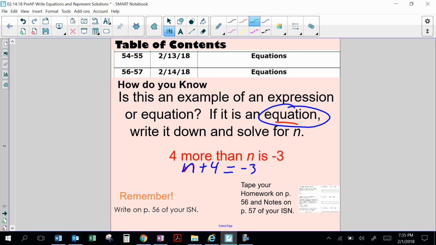In a one-step equation, we need to isolate the variable. How can I get rid of this 4 here? What is the inverse of plus 4? Minus 4. I have to do it on both sides because by doing it on both sides, it balances it out. This cancels, n equals, and what is negative 3 minus 4? Negative 7. To check my work, negative 7 plus 4 is equal to negative 3. So this is an equation because I'm able to solve it. It's like a complete thought. It tells me what it's equal to.